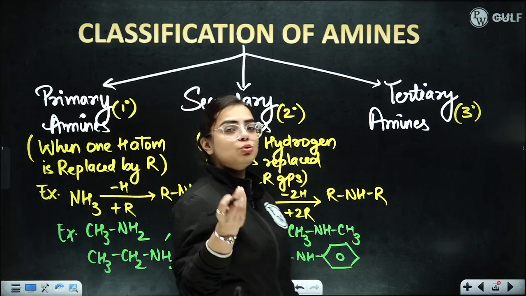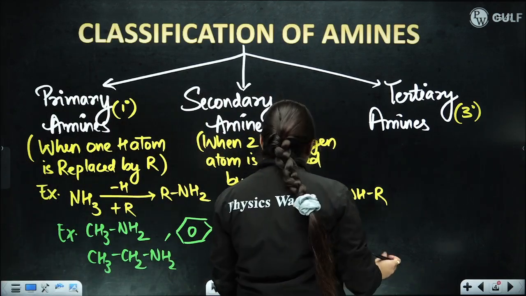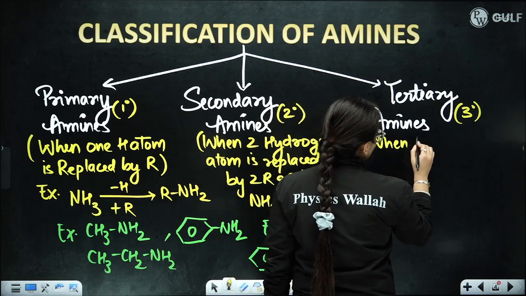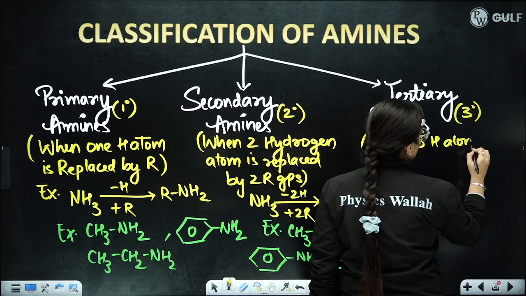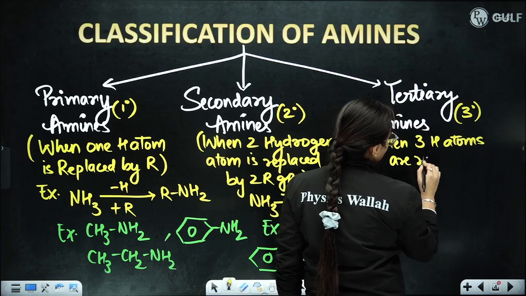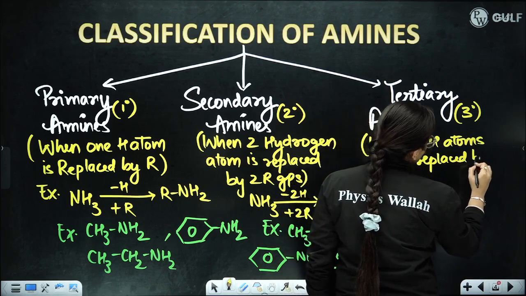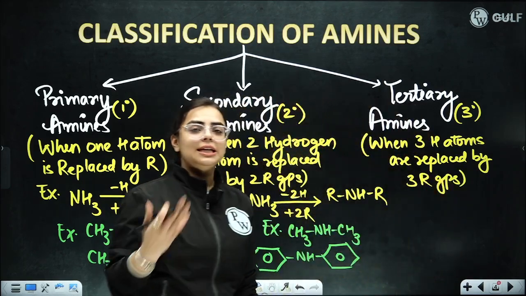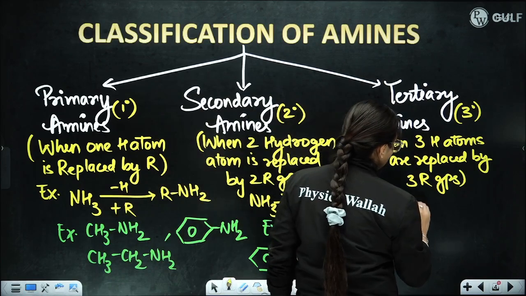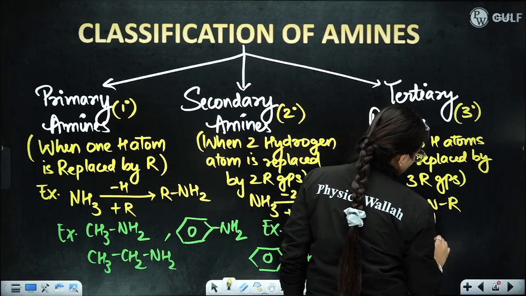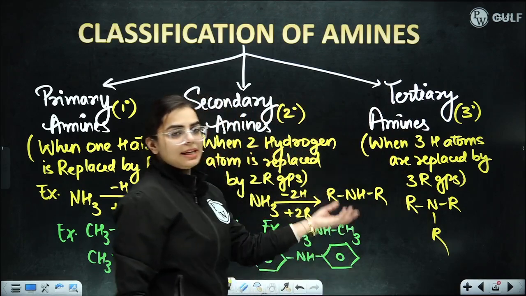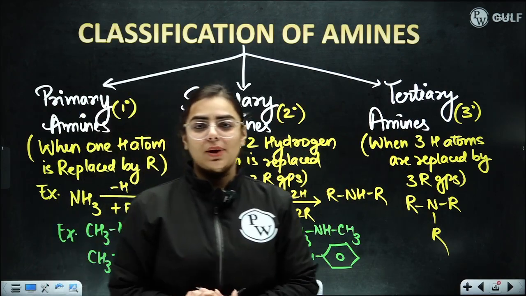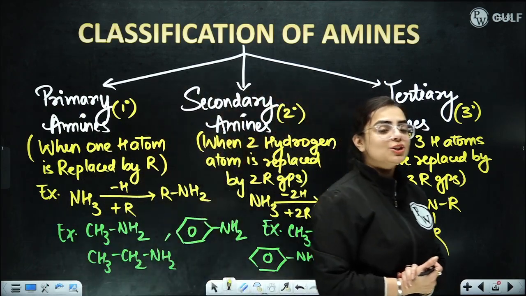Now coming to what do you think about tertiary amines? Tertiary amines are as simple as the primary and the secondary ones. When 3 hydrogen atoms are replaced by 3 R groups, that creates your tertiary amine. In general, it is R3N, like this. Now you can take an example of a carbon group like N(CH3)3, or even you can take an aromatic one. I hope the classification part is clear to each and every one of you.